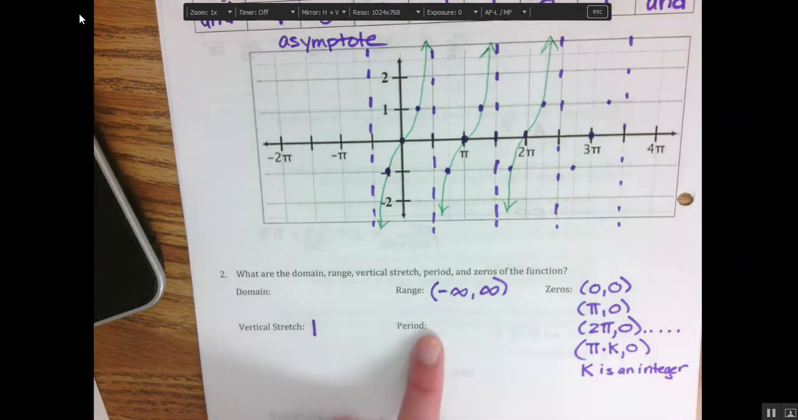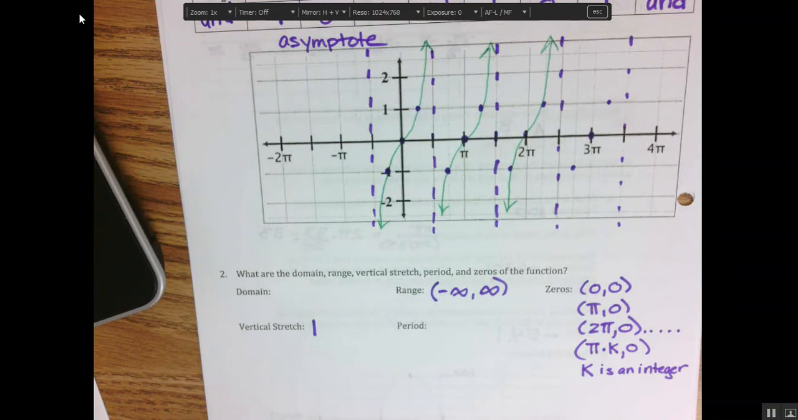The period of this function is a tricky one. I'll take it in hand in just a minute, but I want to know the length from where it starts and where it ends. And remember that I just want one piece of this graph before it starts repeating itself.